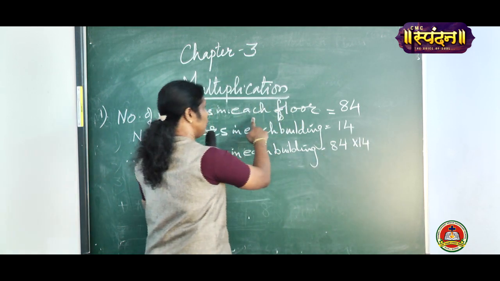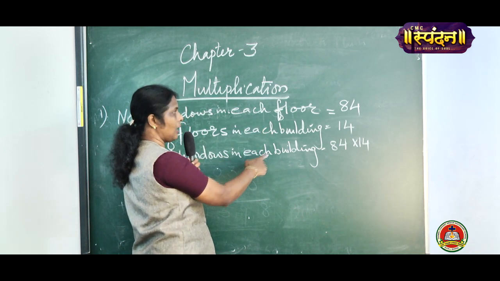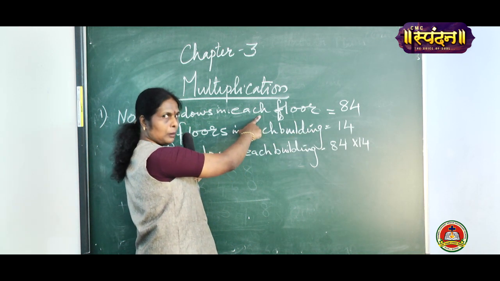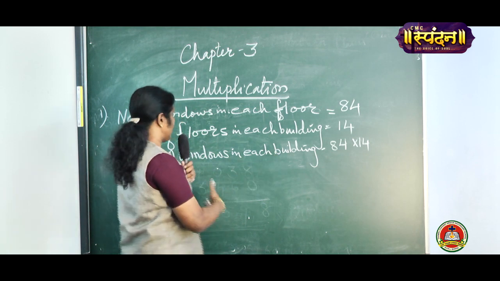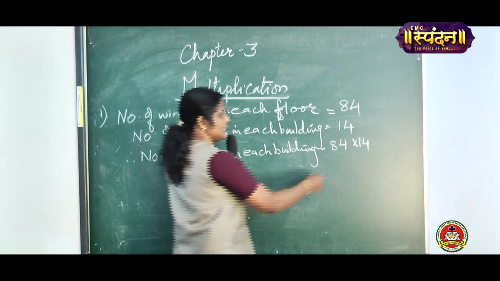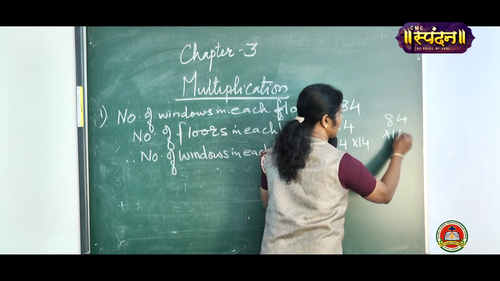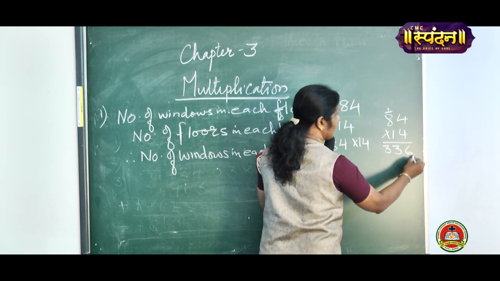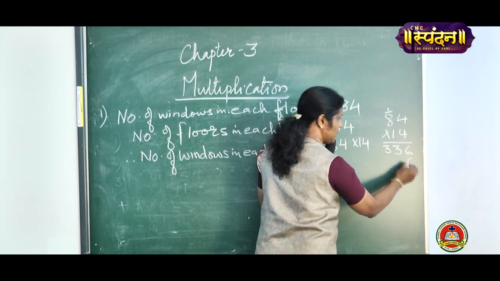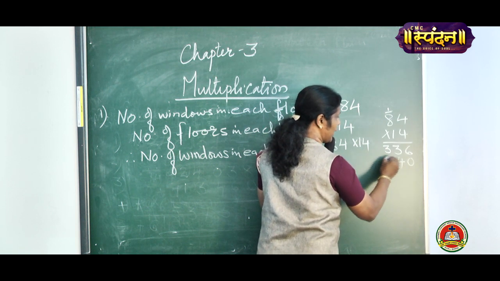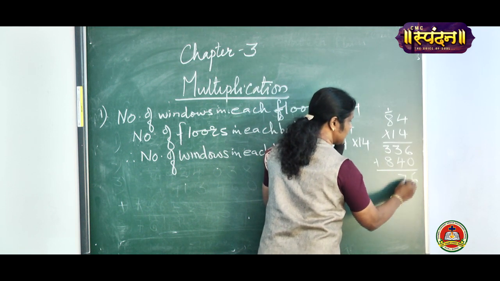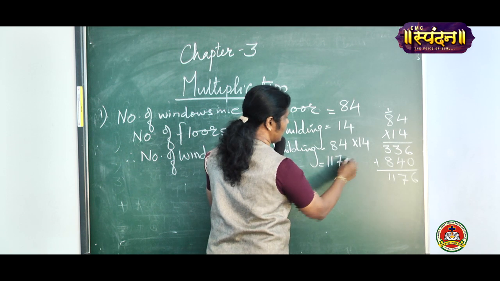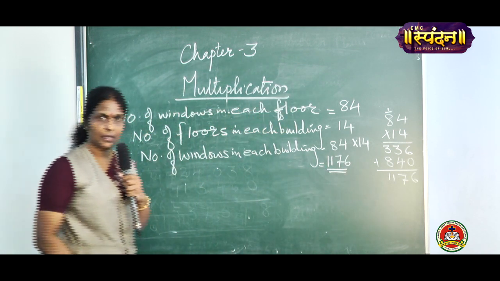So here, the value of one thing is given. You have to find the value of many things. How many floors are there? 14 floors are there, and in each floor there are 84 windows. So in 14 floors how many windows will be there? That is 84 into 14. 4 4s are 16, carry over 1, 32 plus 1 is 33. Now we multiply by 1, which is in the tens place, put a 0 there. 1 4 is 4 and 8, add it together, 6, 7, 11. That means in each building 1176 windows are there.